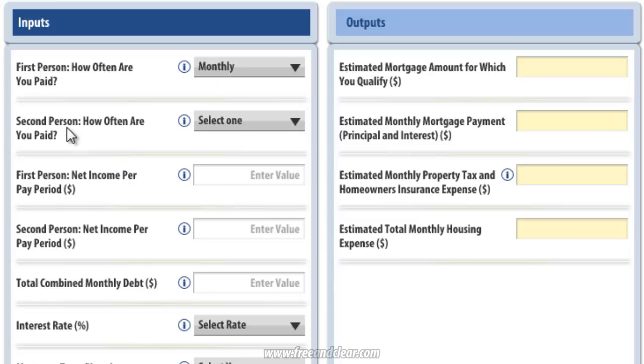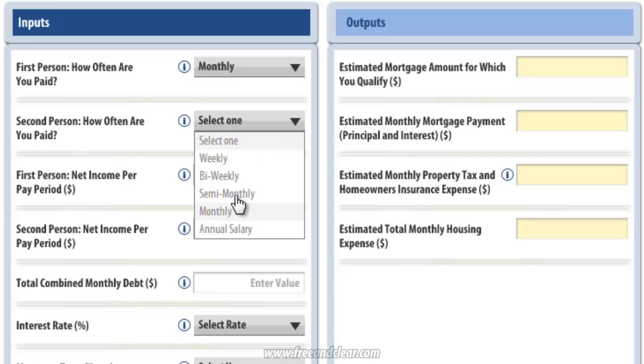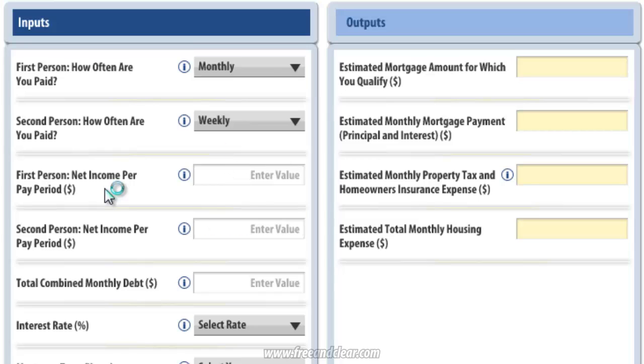The second input asks how often is the second person paid. We have the same range of options. You don't have to select the same option for the second person that you did for the first, so in this case I'm going to say the second person is paid weekly. The next input asks what is the net income per pay period for the first person. So in this example I'm going to say the monthly net income for the first person is $4,000 a month.